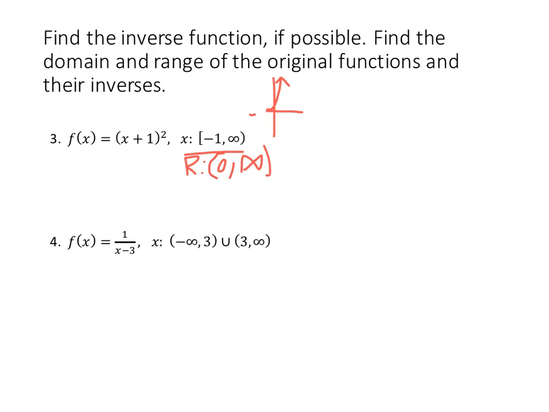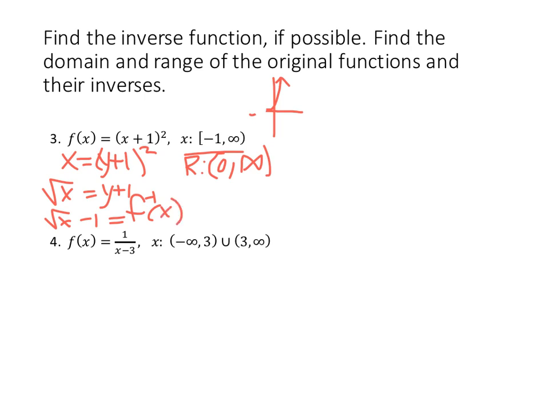So I'm going to switch my f of x to a y and swap it with the x. So I have x equals (y plus 1) squared. So I'm going to square root both sides, so the square root of x equals y plus 1. And I'm going to subtract 1, so I'm going to have the square root of x minus 1 equals y, but we didn't start with y, so we need to switch it back to the inverse.